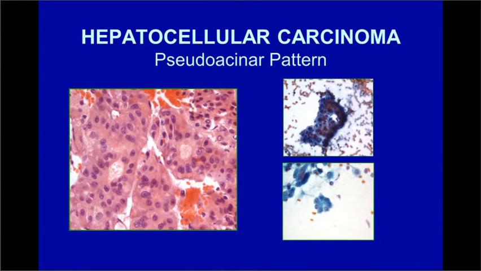Another architectural pattern is either referred to as the pseudoacinar pattern or the pseudoglandular pattern. We can see it on histopathology. The malignant hepatocytes are here. They're in a widened trabeculae with some peripheral endothelial cells again, but notice in the middle there's this widened space. It's not a true gland. It's dilated canaliculi, but they do look like glands, and we can see this on cytology. For example, here is a pseudoacinar or pseudoglandular pattern.